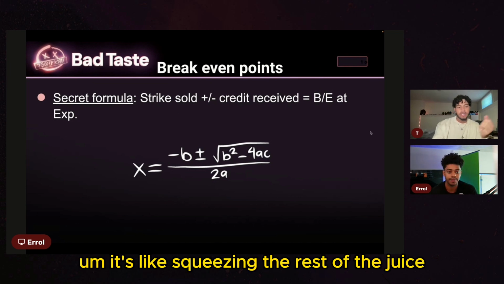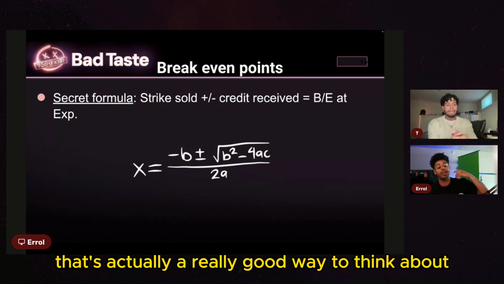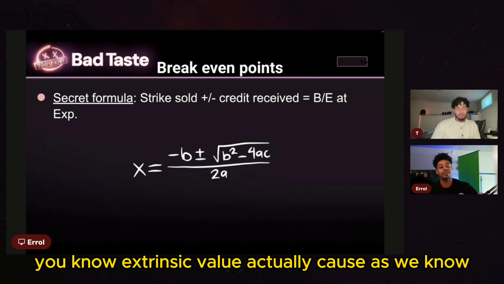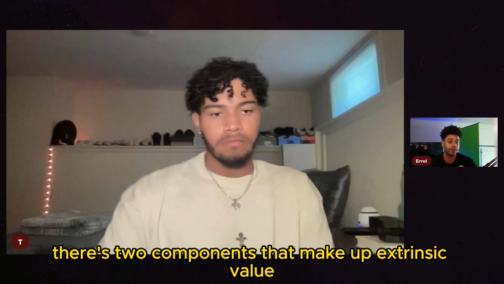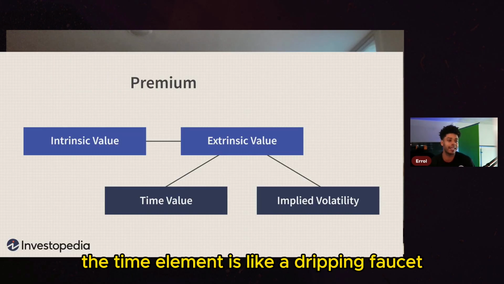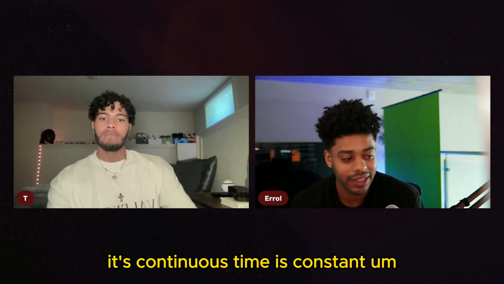It's like squeezing the rest of the juice out of a lemon. Yeah, you're right. That's actually a really good way to think about volatility, or extrinsic value. Because as we know, there are two components that make up extrinsic value: volatility and time. So it's almost like the time element is like a dripping faucet. It's continuous, time is constant.